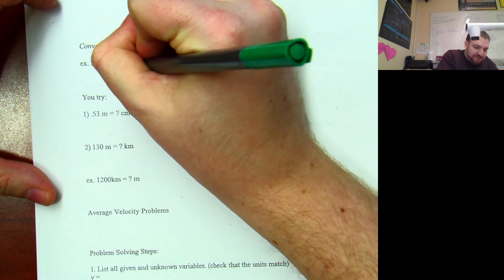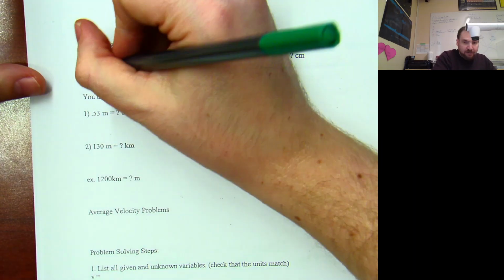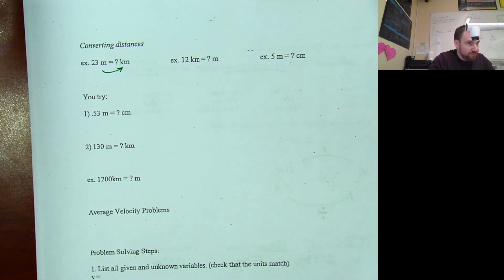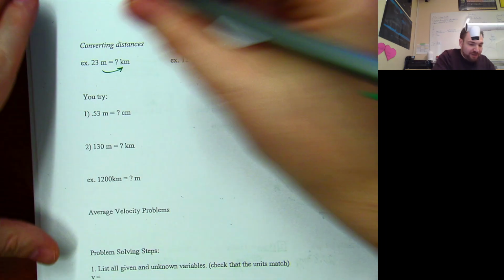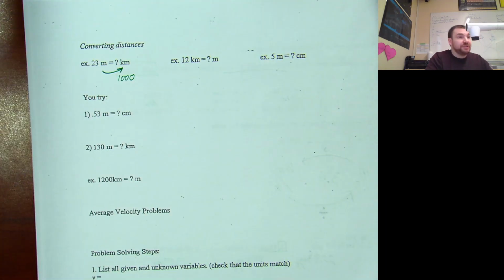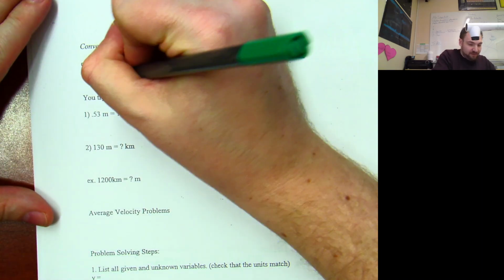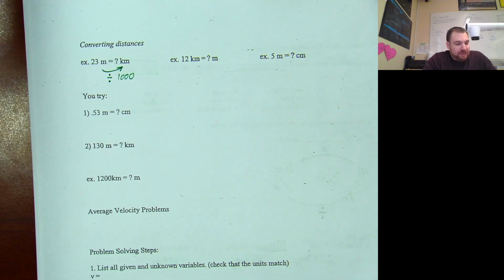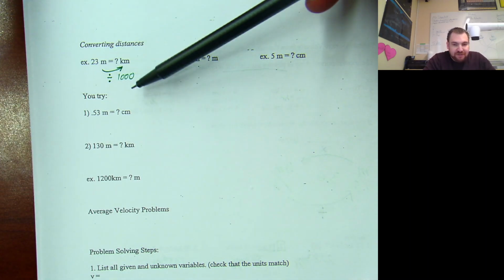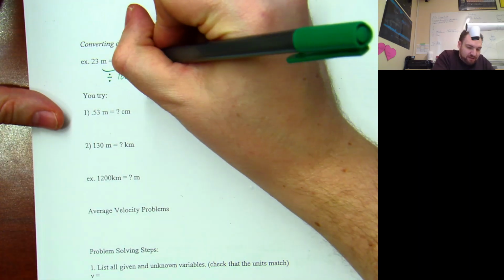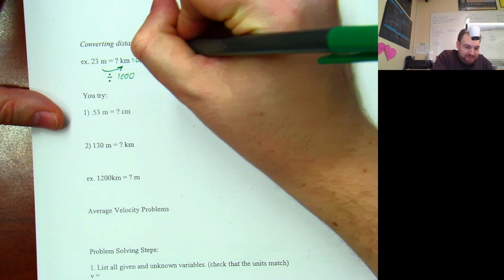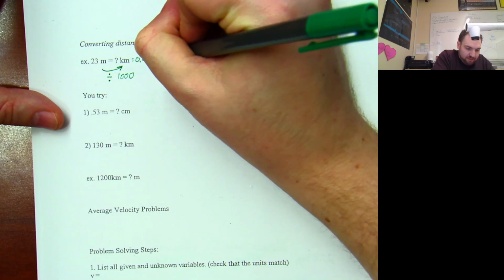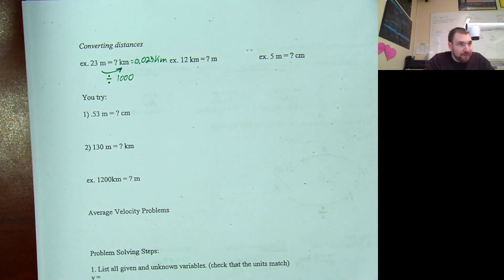Meters to kilometers is multiplication or division by what value? And what are we doing? In this case, going from meters to kilometers, we're dividing. Almost got you. So there's 1,000 meters in a kilometer, so 23 meters divided by 1,000 is going to give us 0.023 kilometers.